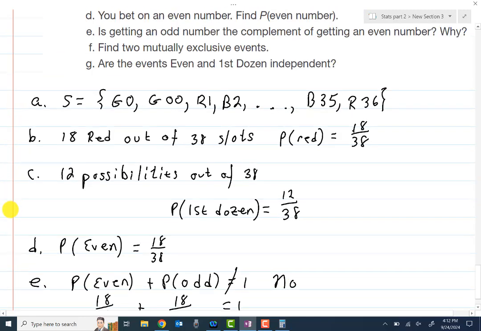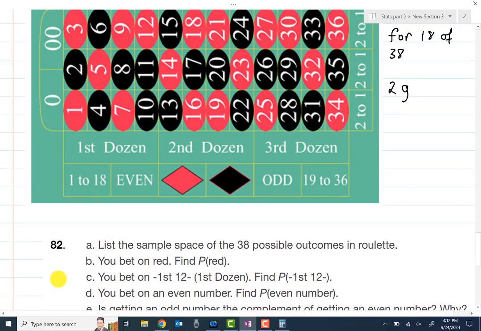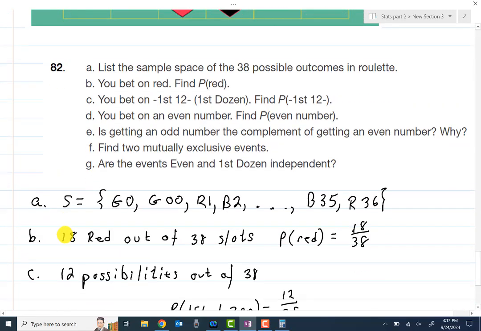The problem, it's made that way so that you stay less than 50% on any type of bet that you make. That's why they threw these two in here, these two green ones, to throw all that stuff off.